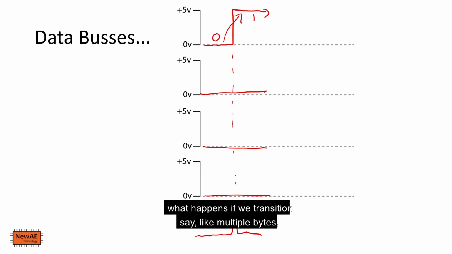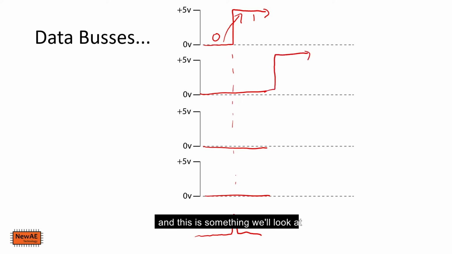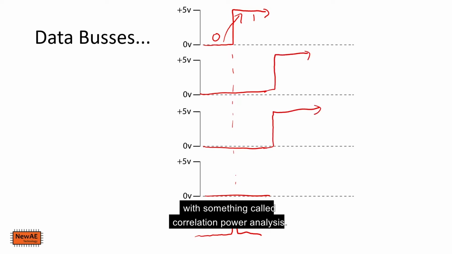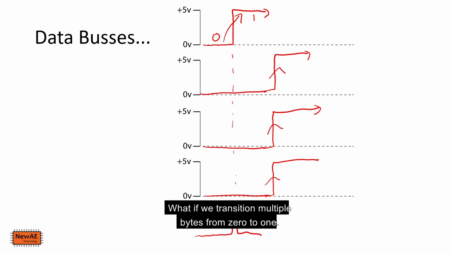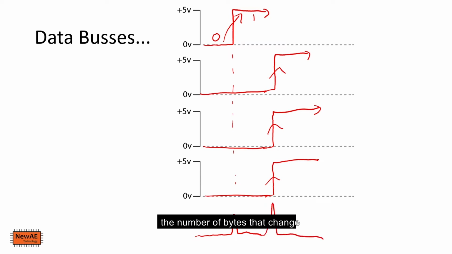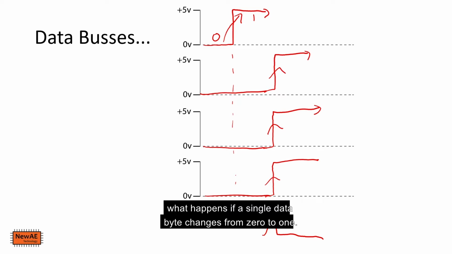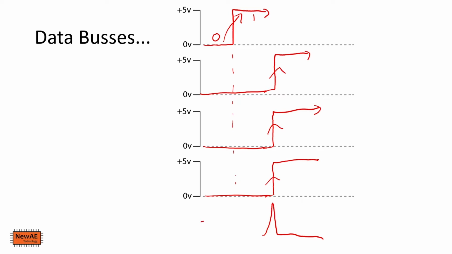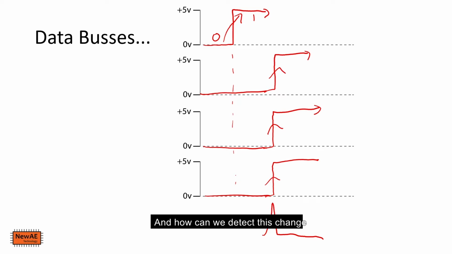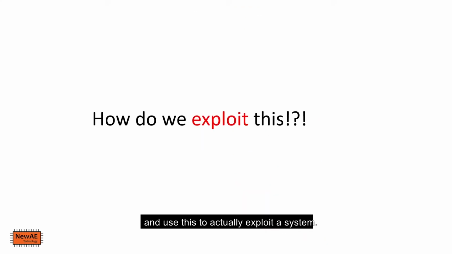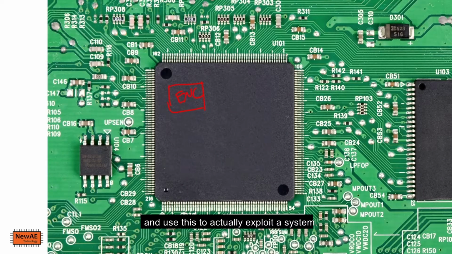Now, the interesting thing is what happens if we transition multiple bits, and this is something we'll look at with something called correlation power analysis. What if we transition multiple bits from 0 to 1? We actually see some relationship between the number of bits that change and the power that's consumed. But we're not going to worry about that initially. All we're going to look at first is what happens if a single data bit changes from 0 to 1, and how we can detect this change and use it to exploit a system.